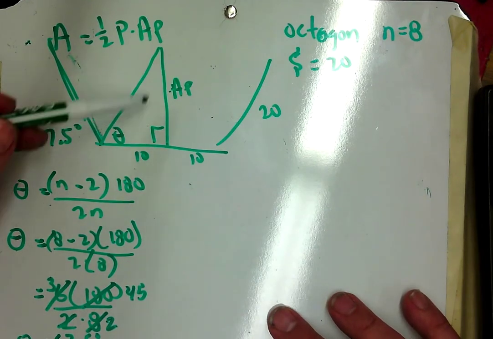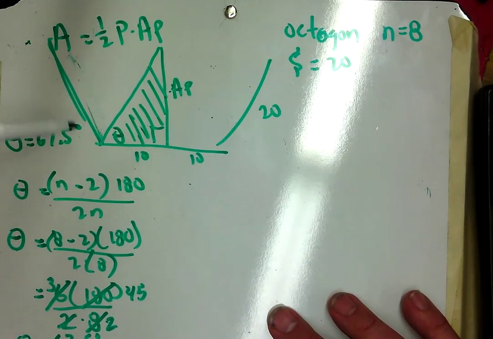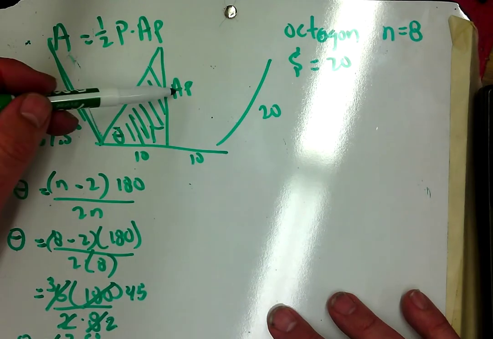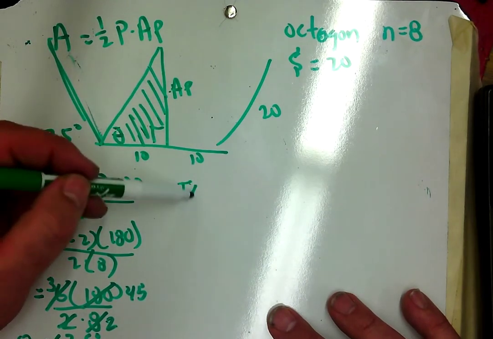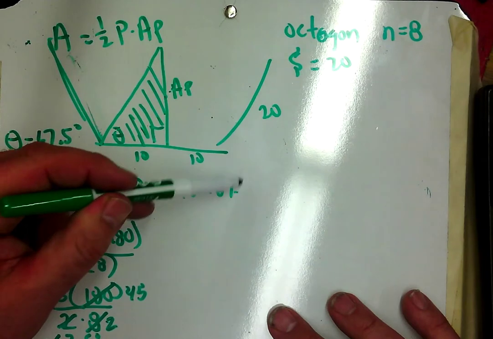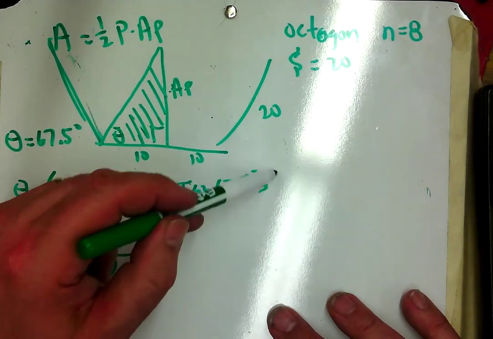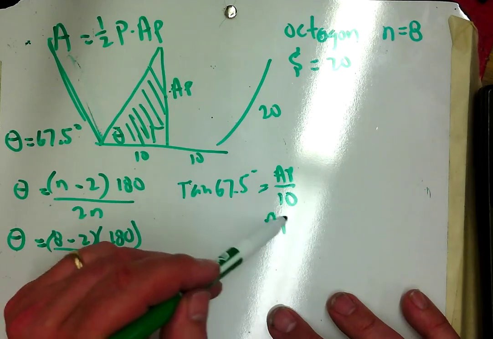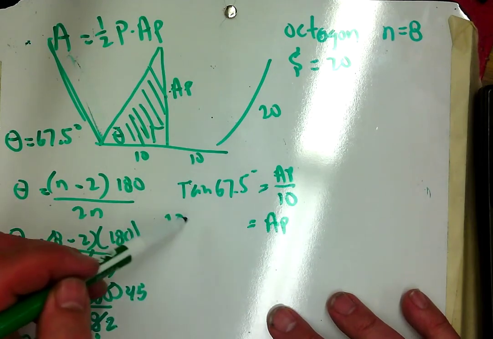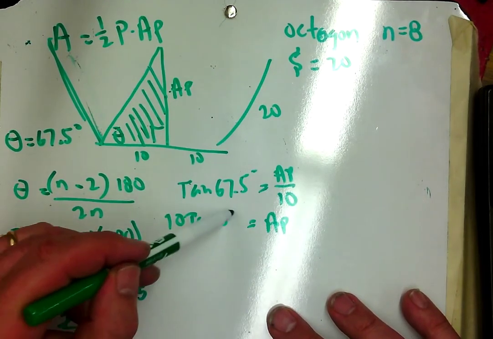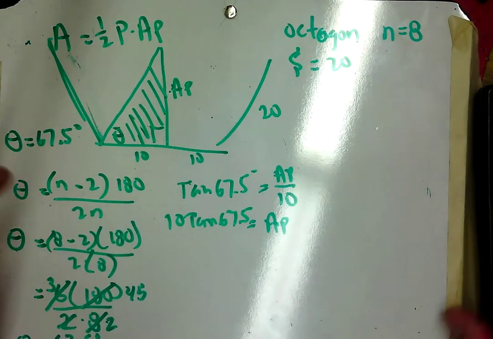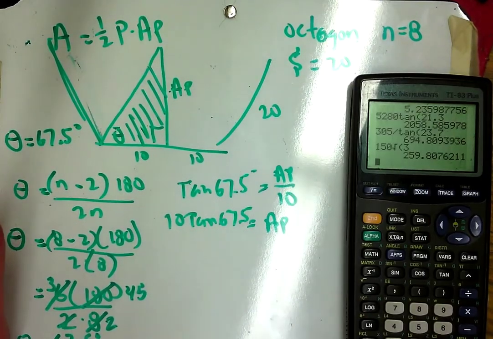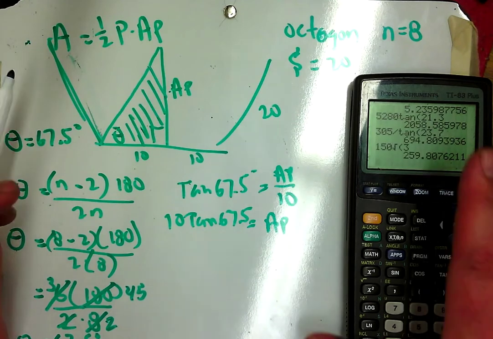So now when I build this equation for this right triangle using tangent, I would say tangent of 67.5 degrees equals apothem over 10. And so the apothem in this problem is 10 tan 67.5. I'm going to need my calculator soon.